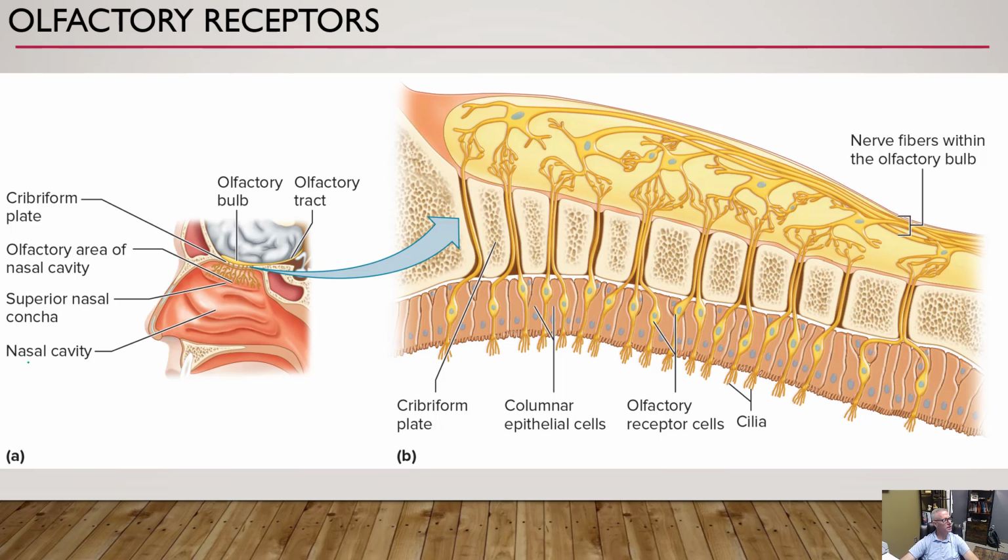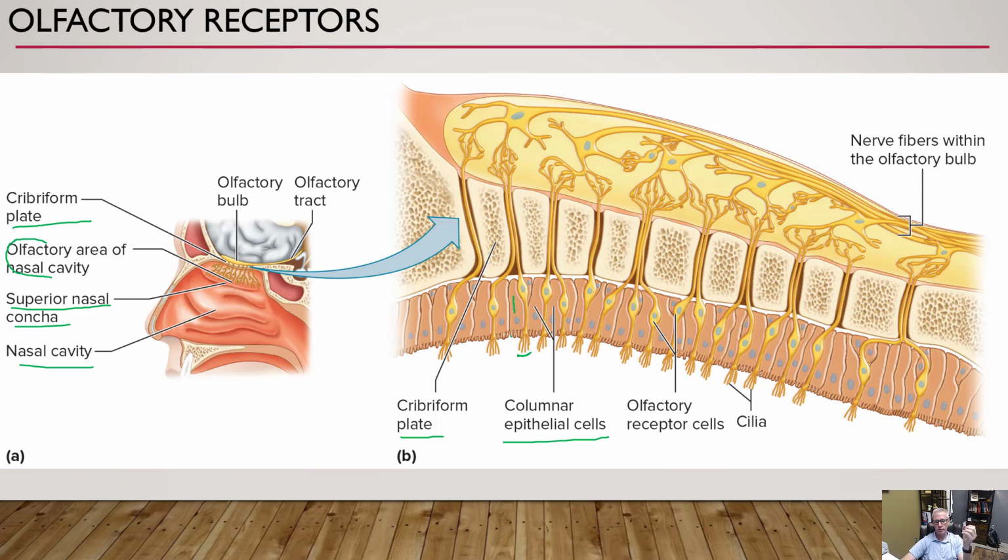So here you can see your nasal cavity. We have a superior and inferior nasal concha here. And then this is our olfactory area of the nasal cavity. That's actually called your cribriform plate. If we blow up that area, you can see the cribriform plate here. We have, remember, our columnar epithelial cells, and then we have our bipolar neurons that are going to have a bunch of cilia on the columnar cells.